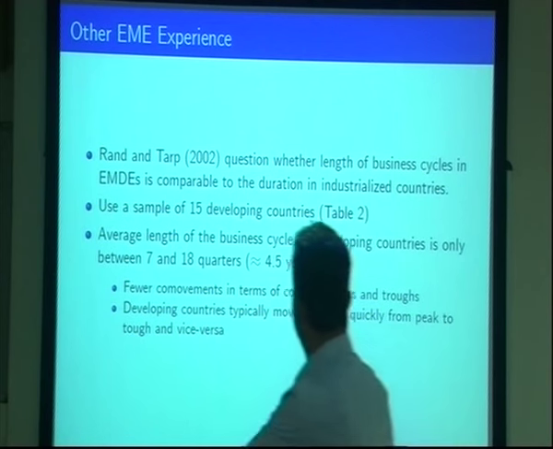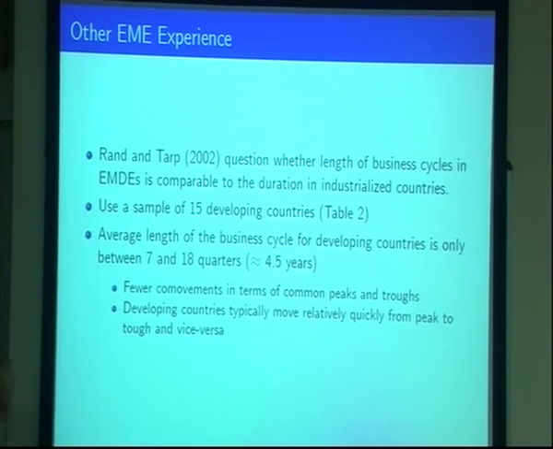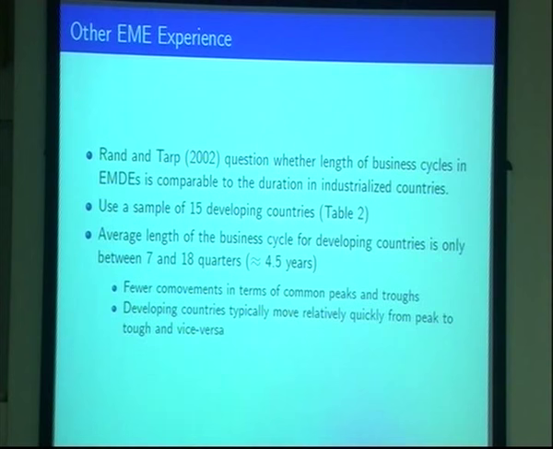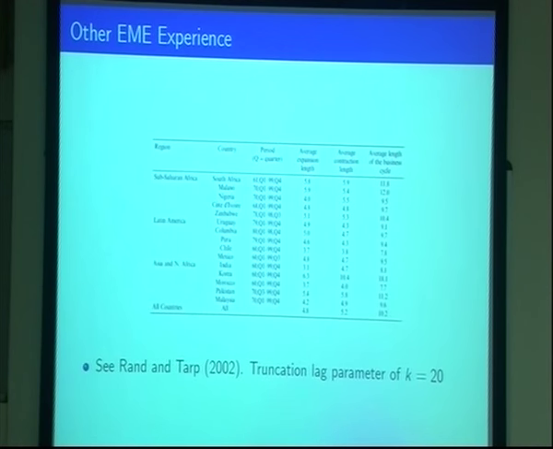There are also fewer co-movements in terms of common peaks and troughs. It's this whole issue of business cycles being synchronized. And developing countries typically move relatively quickly from peak to trough and vice versa. In the Indian context, I would have thought 3 years ago when we were in a slump, and in some ways we are still in a slump, that with all that installed capacity, as soon as demand picks up, we would be able to boost output fairly fast. And that could be one reason why you just get out of a downturn quite fast. But for a variety of structural reasons, that hasn't happened. But this seems to be pointing to the fact that you move from peak to trough and vice versa quite quickly. Anyway, these are average expansion lengths and contraction lengths, and average lengths of the business cycle for different continents.